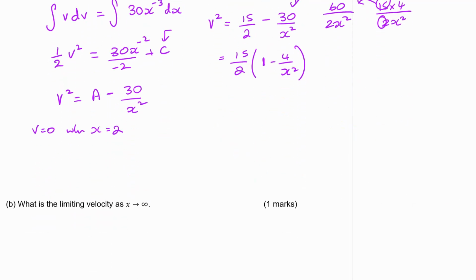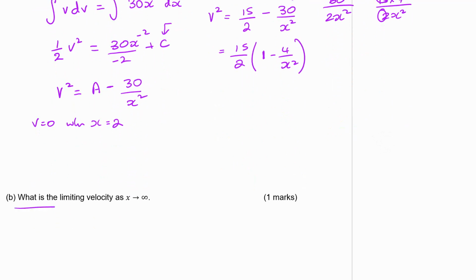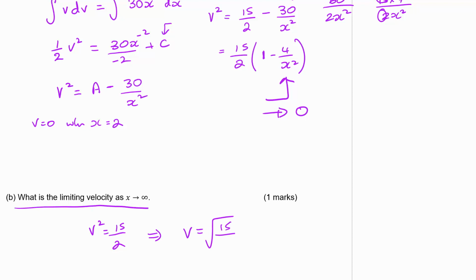And so we're asked, what is the limiting velocity as x tends to infinity? So if x tends to infinity, of course, 4 over x squared will tend to 0. And so we'll be left with v squared being 15 over 2. And that means that v would be the square root of 15 on 2.